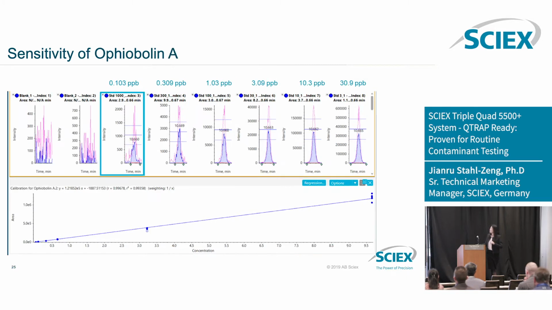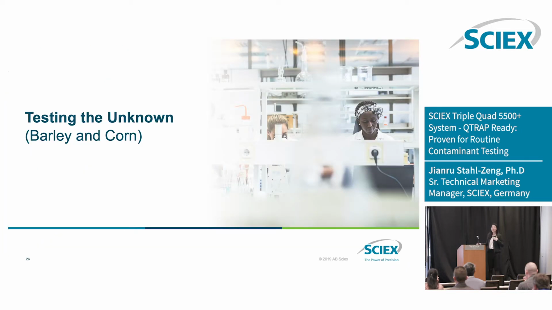Okay, here is another example. You see here you have a different concentration, but it's very clear. You have a clean blank, and you can go down to the last level that the customer wants to run. Okay, so of course with this method, we also tested unknowns. So this is a question I heard before about ion ratio.